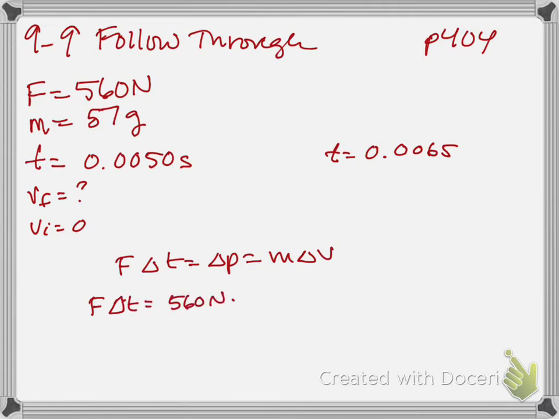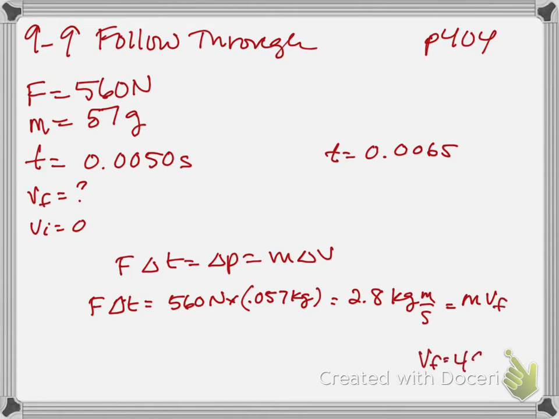So F delta T then is 560 newtons times 0.005 seconds. Remember to convert to kilograms when you need to, using 0.057 kilograms for the mass. And we get a change in momentum of 2.8 kilogram meters per second. And that is the mass of the ball times the final speed. So we back out the mass and we get a final speed of the ball of 49 meters per second. All right, well, that's pretty fast.